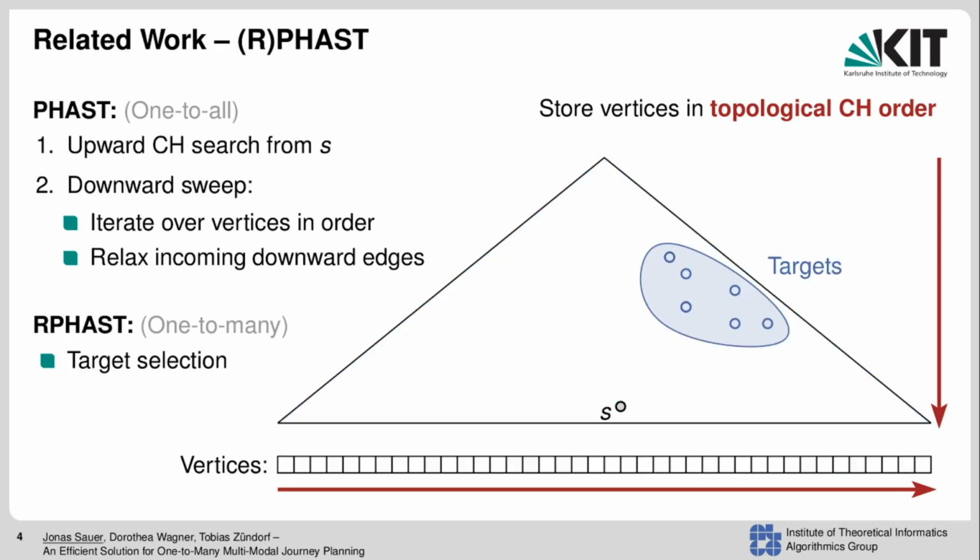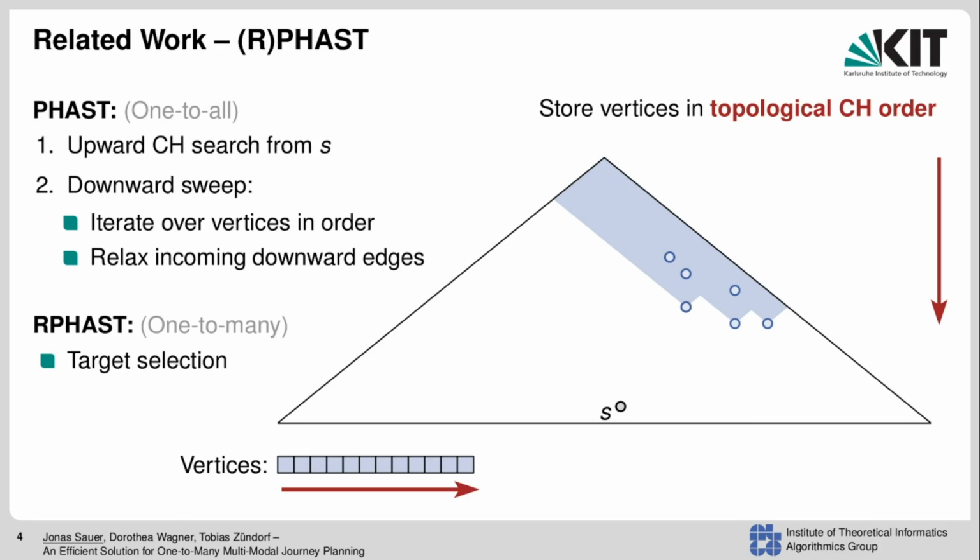If we have a set of target vertices in a one-to-many setting, we can adapt this approach by performing a target selection. So what we do is we identify all vertices in the downward graph which we need to visit in order to find the distances to our targets, and we disregard all the other vertices, and then we simply sweep over the remaining vertices.